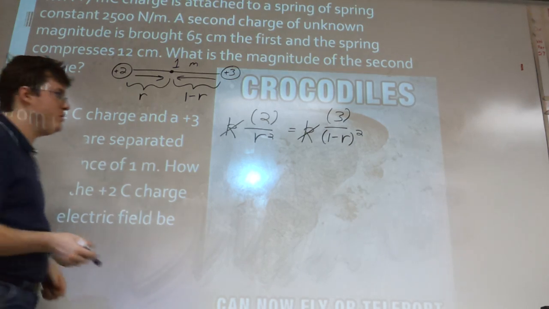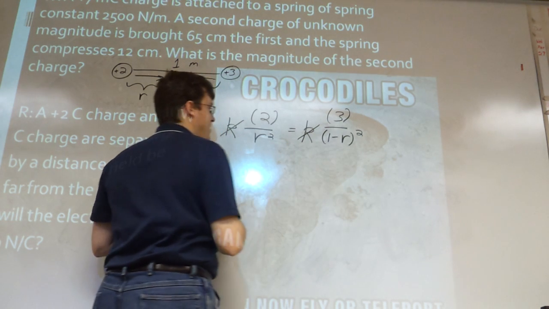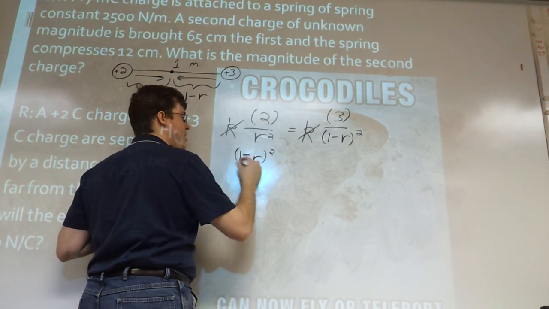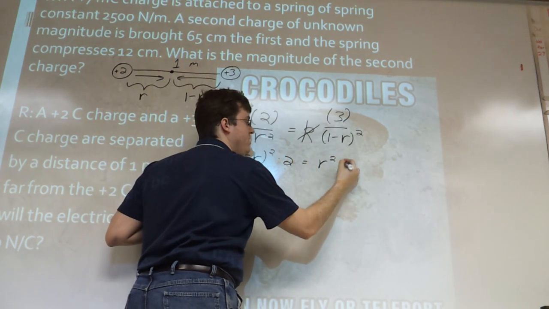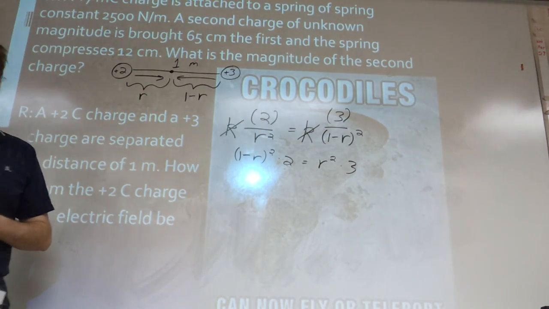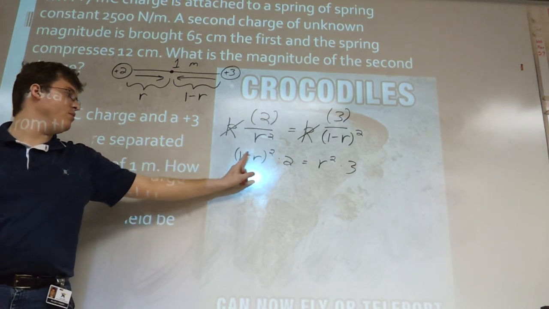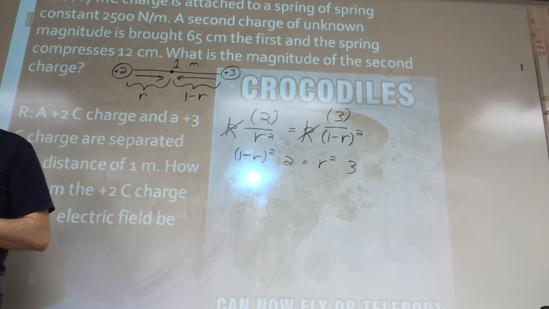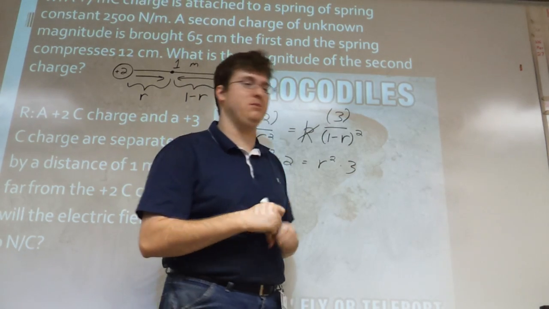Okay? So all we have to do is cross multiply here. Multiply by this guy, multiply by this guy. I get 1 minus r all squared times 2 equals r squared times 3. Now, quick question. Can I distribute this squared to get 1 squared minus r squared? I cannot. Okay?